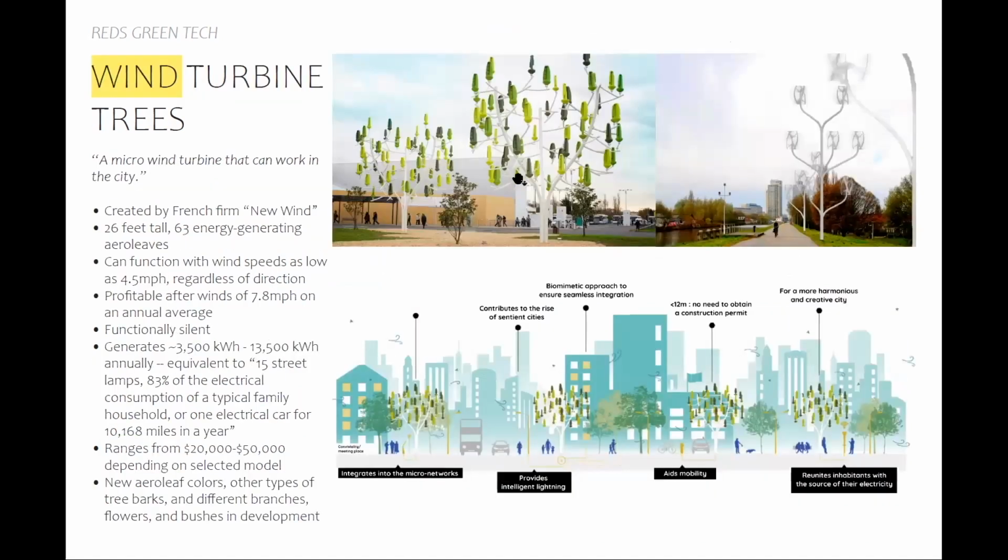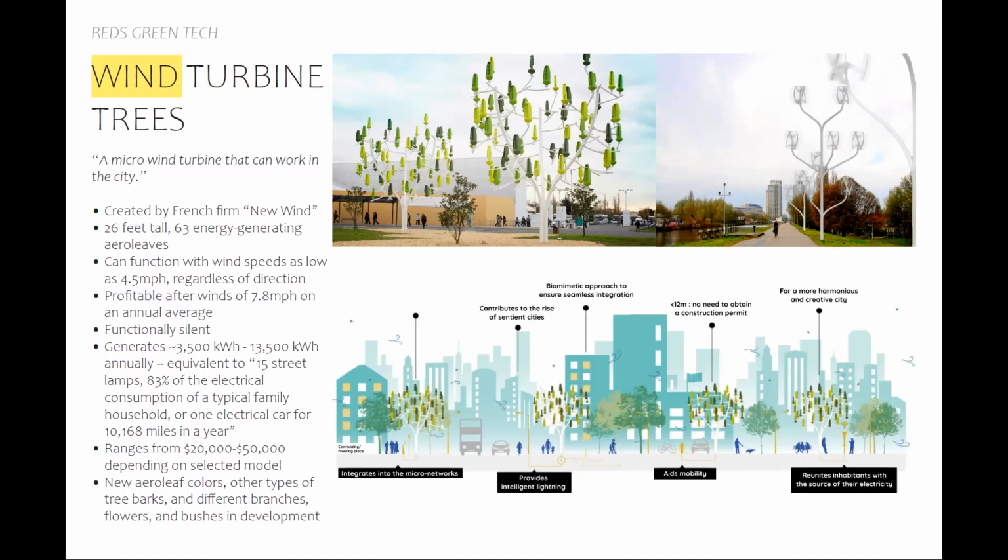And to help illustrate that, I'm going to go over two really interesting renewable energy infrastructure types that are within this design. The first one being these really cool looking wind turbine trees. So these trees are created by a French firm called New Wind, and each one of these little leaves you see, they call them arrow leaves, and they're actually super tiny wind turbines. And so they're very effective in what they do.